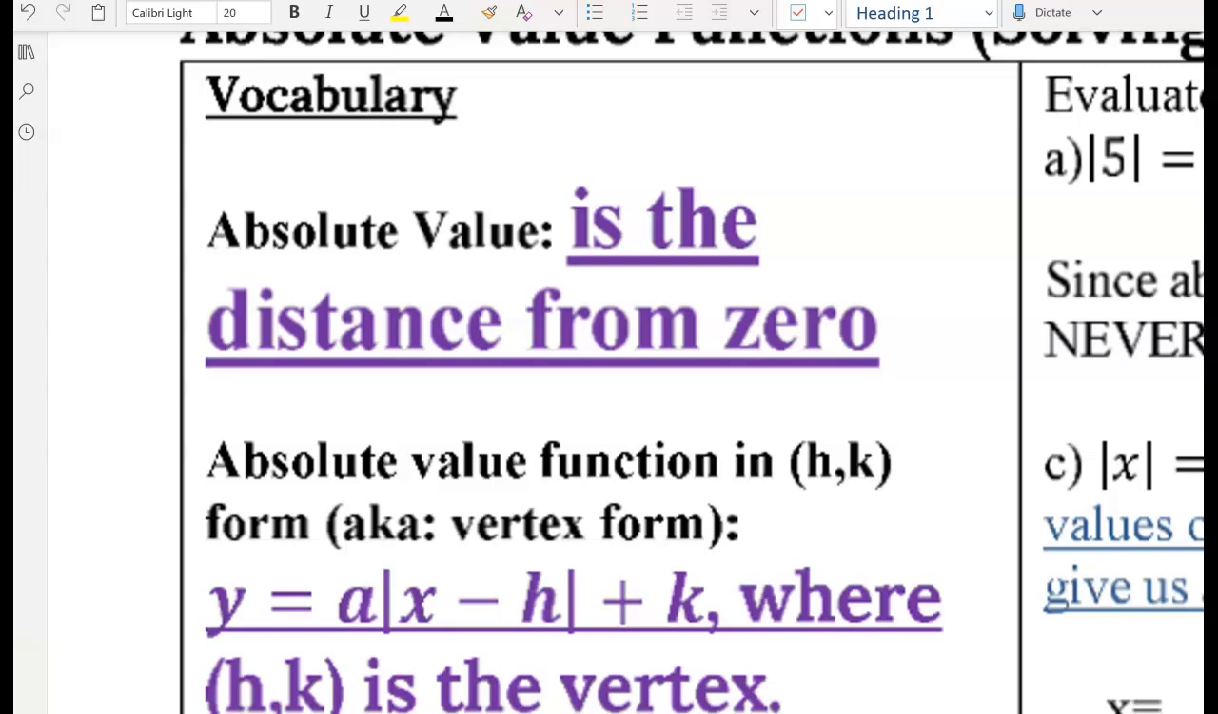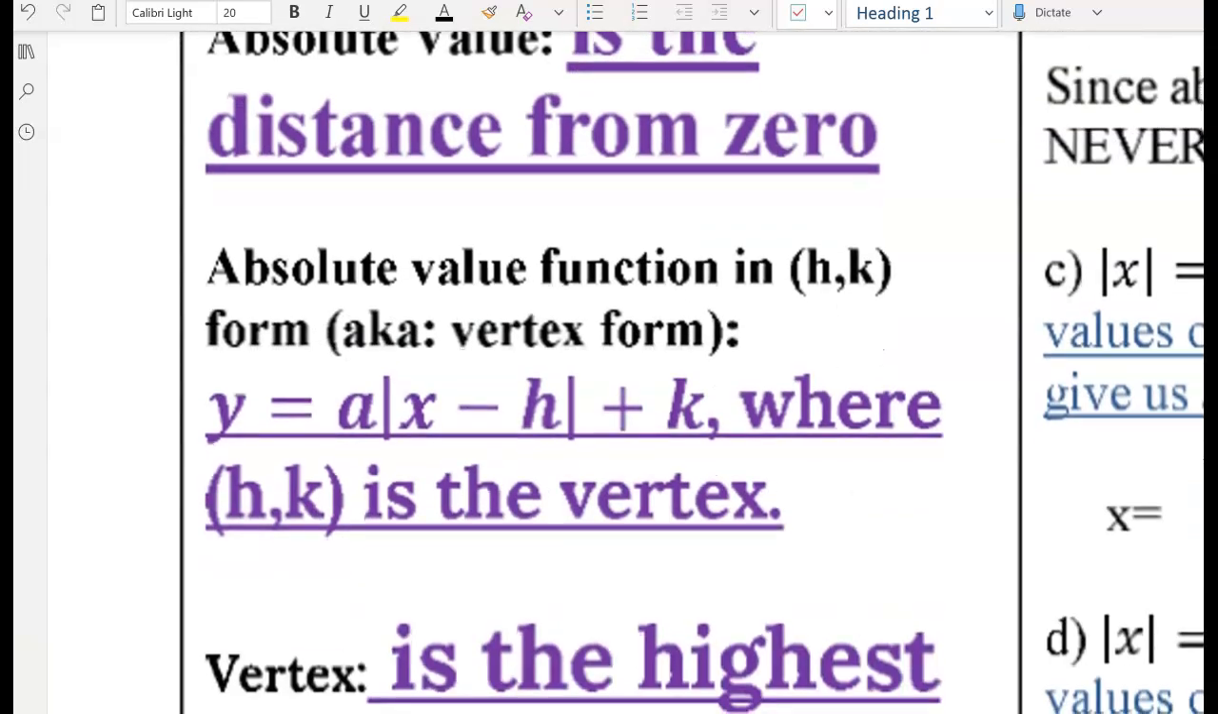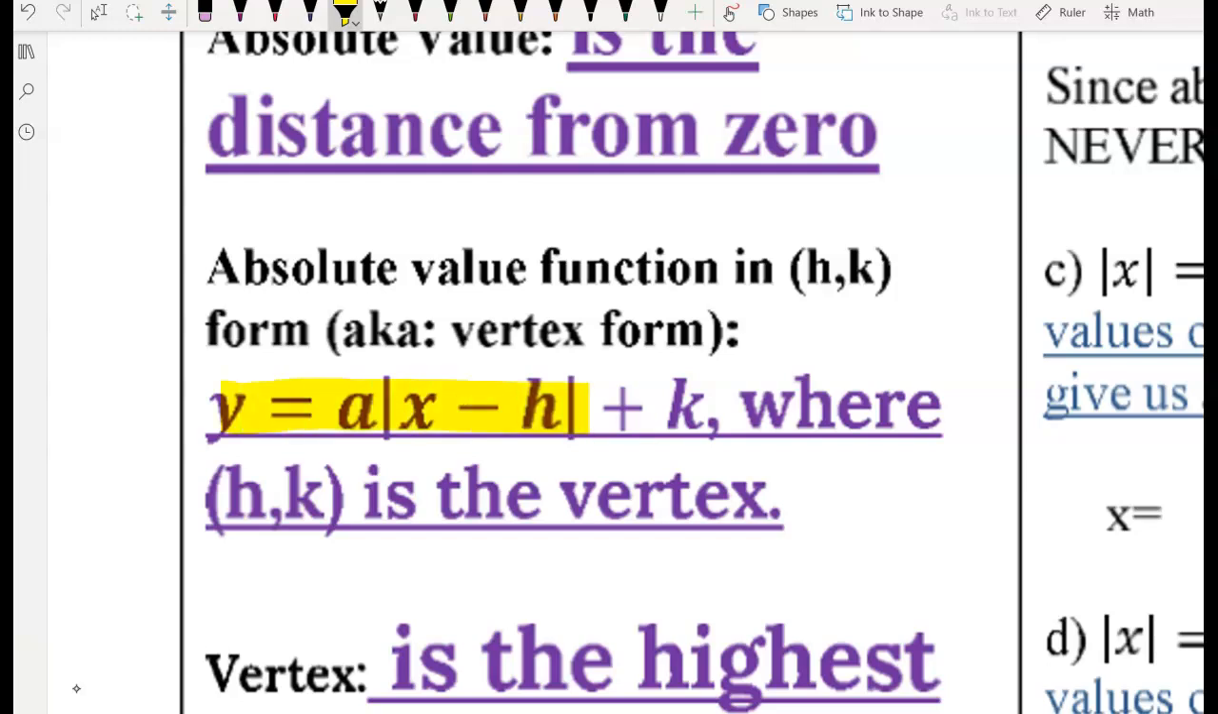Absolute value, students, is the distance from zero. Now, an absolute value function in the HK form, sometimes we also call this the vertex form, this is a very important one, which is y equals a times the absolute value of x minus h, close the absolute value symbol, plus k, where hk is the vertex, okay? So this is a very important equation.